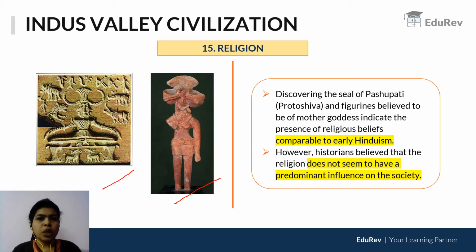Also, there was the worship of fertility symbols, yoni worship, phallus worship, and so on, which also suggests that this might have got extended in the later part of Hinduism, which suggests that there was some presence of religious beliefs comparable to early Hinduism. Did you get my interpretation, friends? So this is how we interpreted that things might have existed in such and such a manner in the previous time. However, historians believe that religion does not seem to have had a predominant influence on the society.